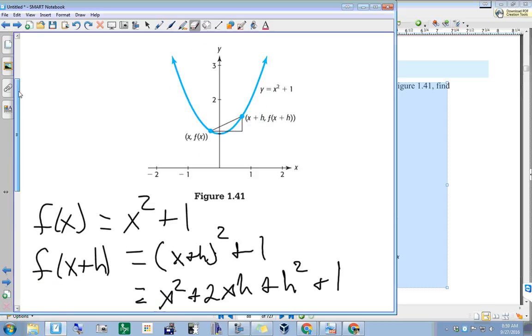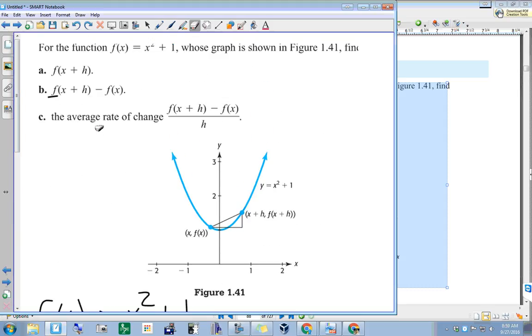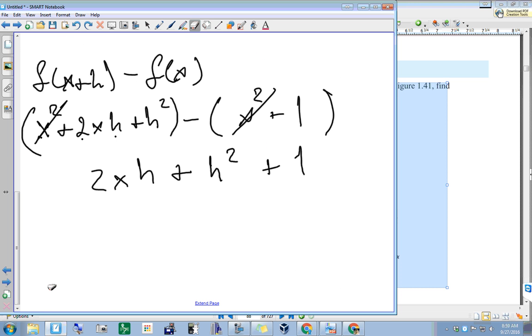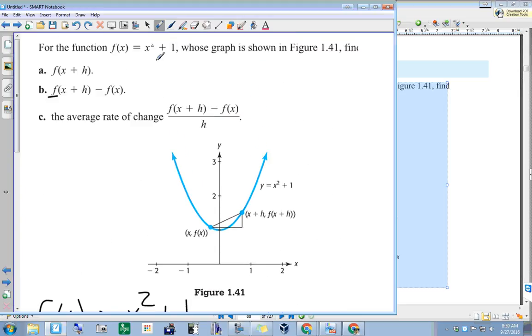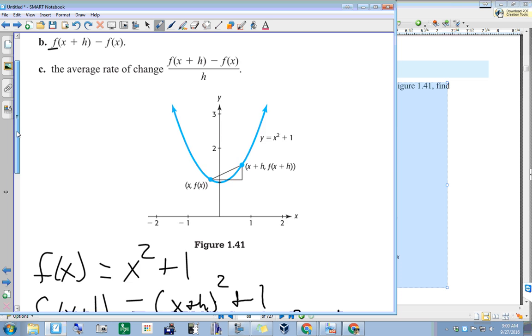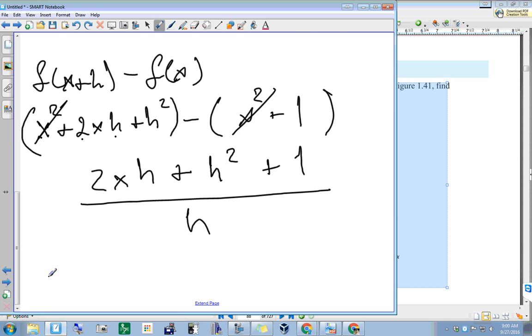So, the next question says I'm supposed to find the average rate of change. I'm supposed to find this over h. So now all I've got to do is put this here over h. Okay. Is it over h? What else can I do with it? Can I do anything else with it? I mean, we had that, plugged it in, and that's all I got out of this. Okay?